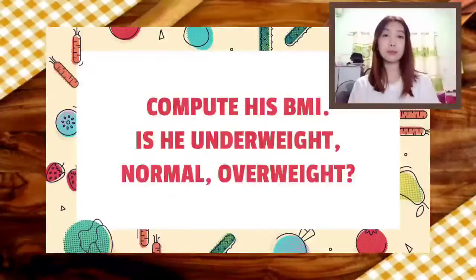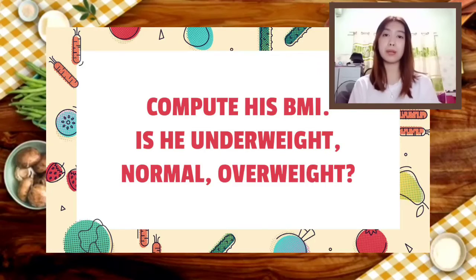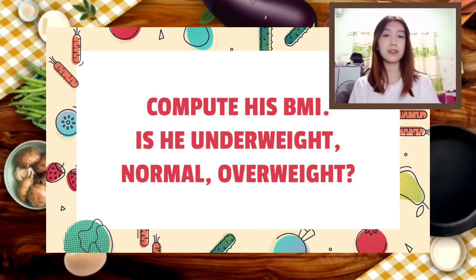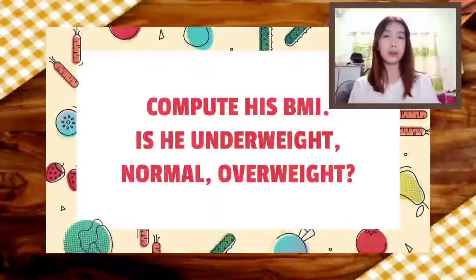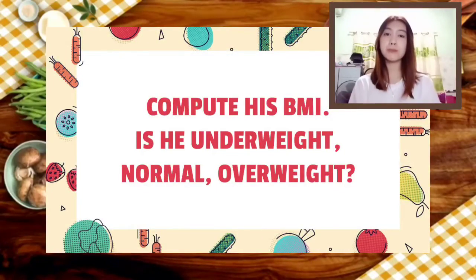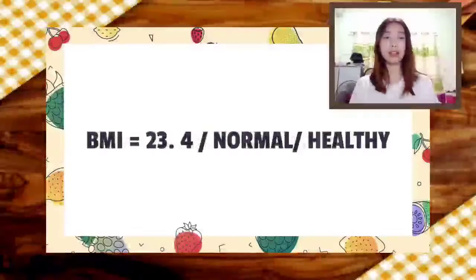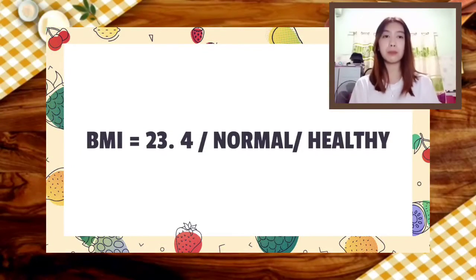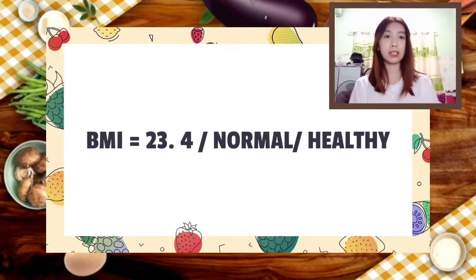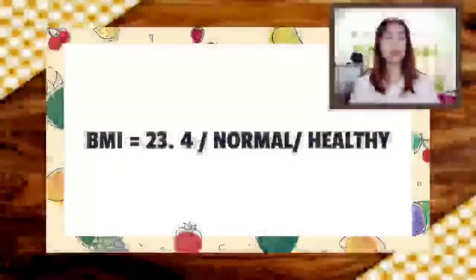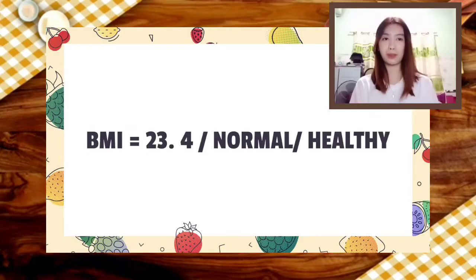First, we have to compute for the BMI of the patient, or body mass index, and we have to identify if it is normal, underweight, or overweight. Now, using the BMI formula of weight in kilograms divided by height in meters squared, the BMI of the patient shows that it is in a normal and healthy state, in which it is 23.4.